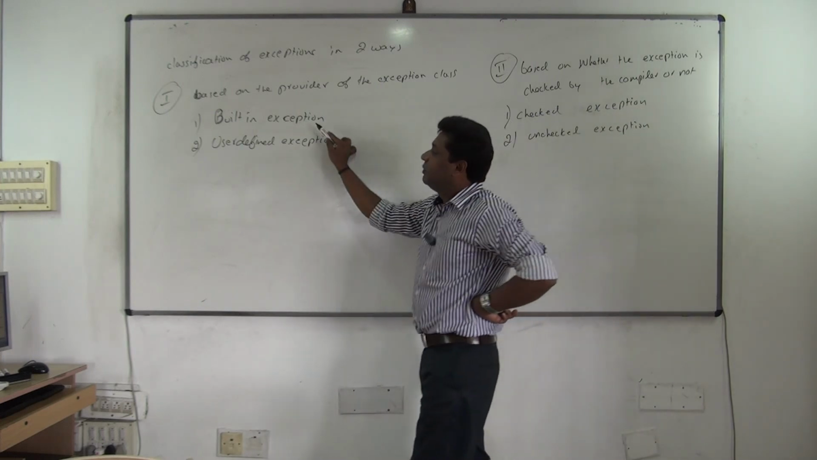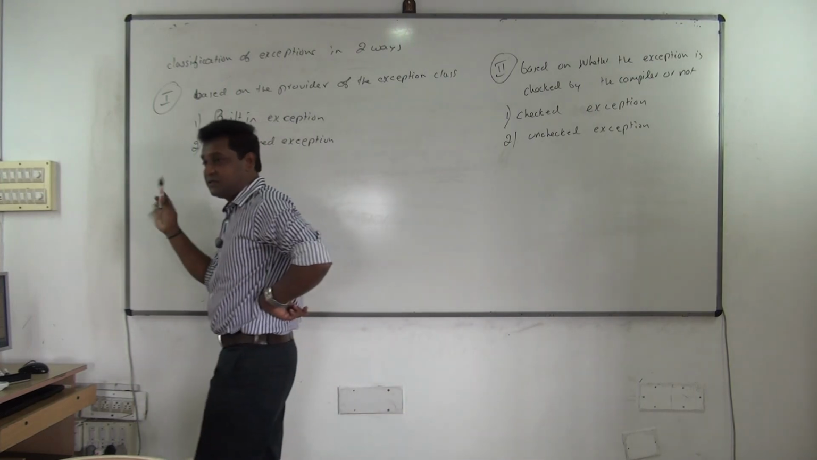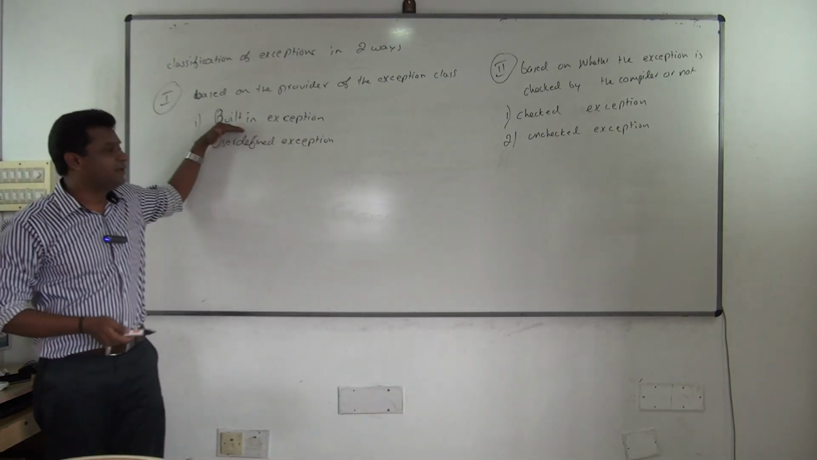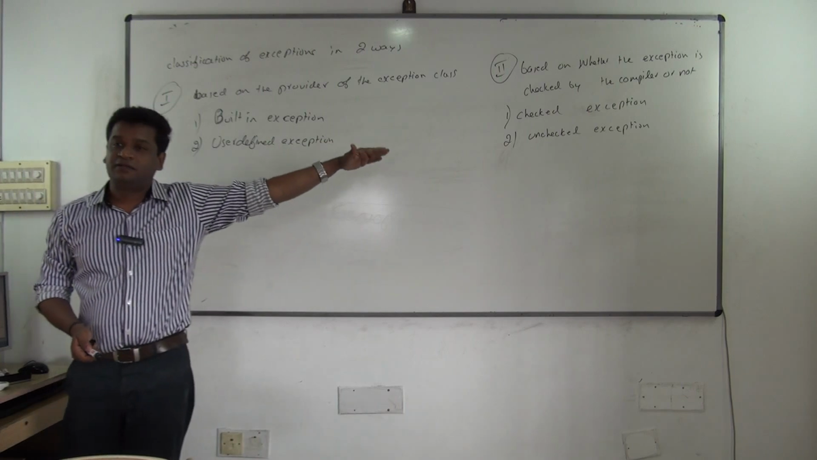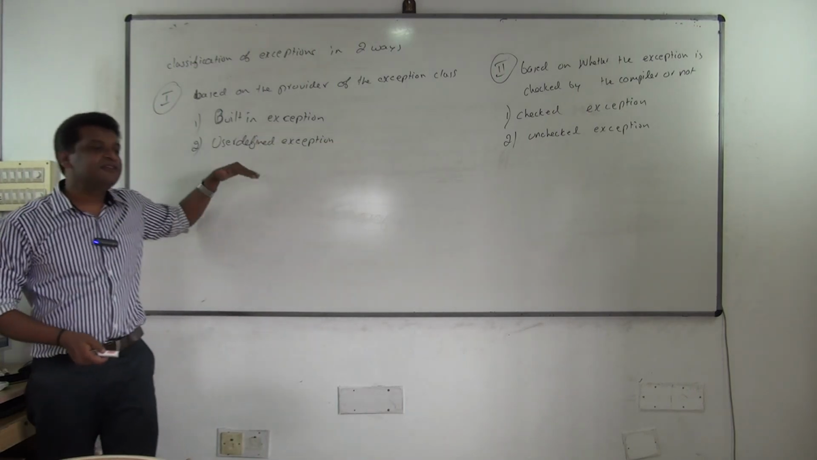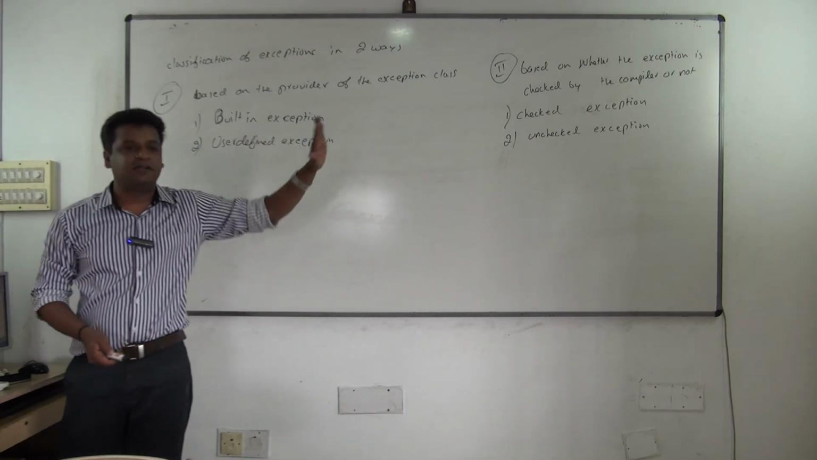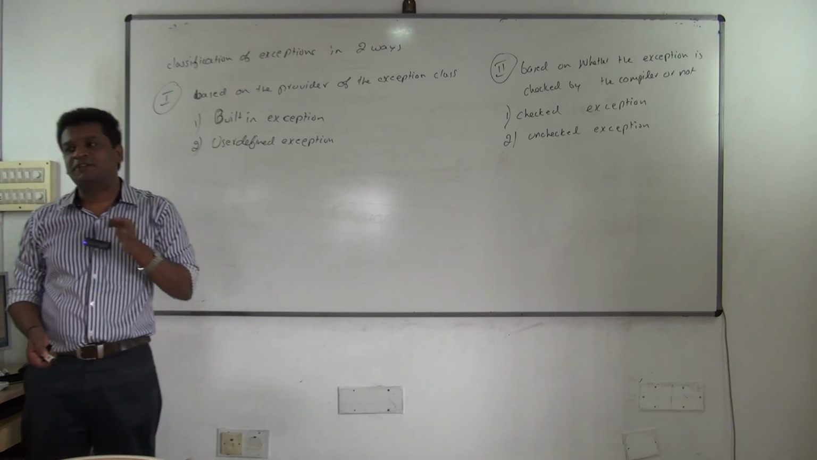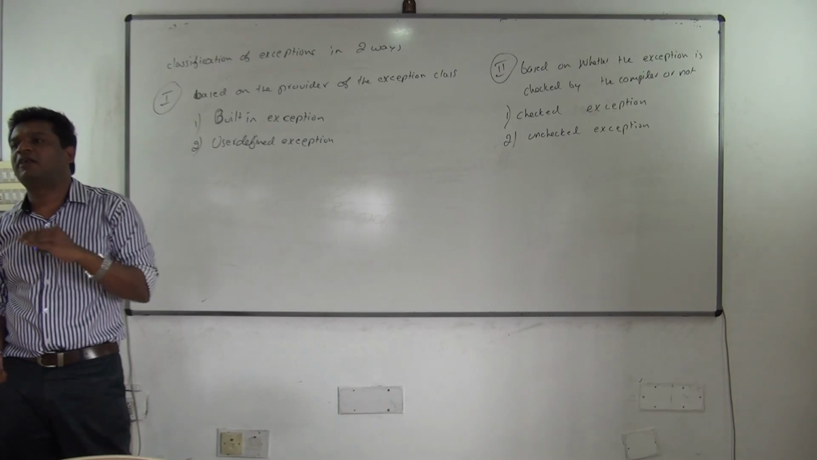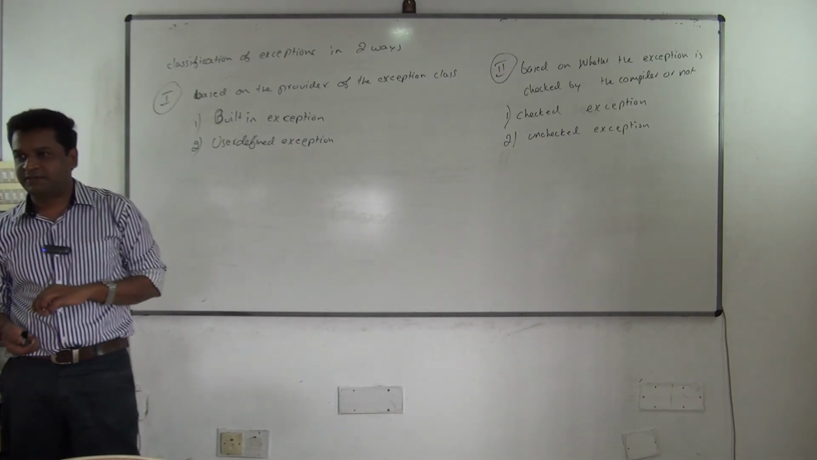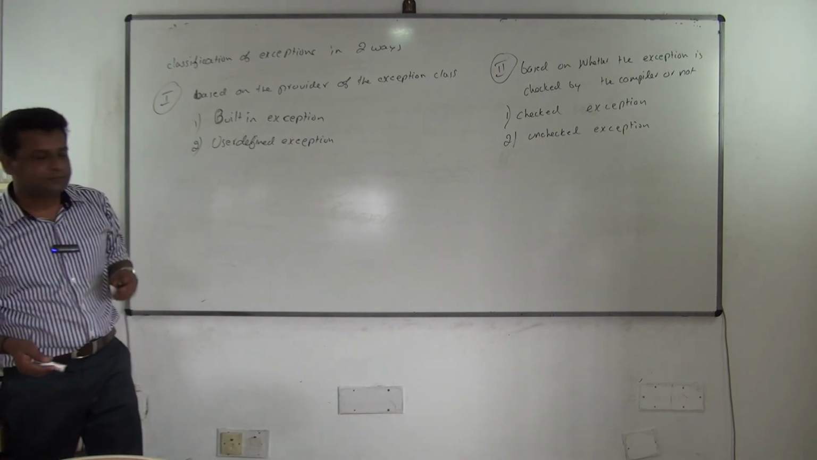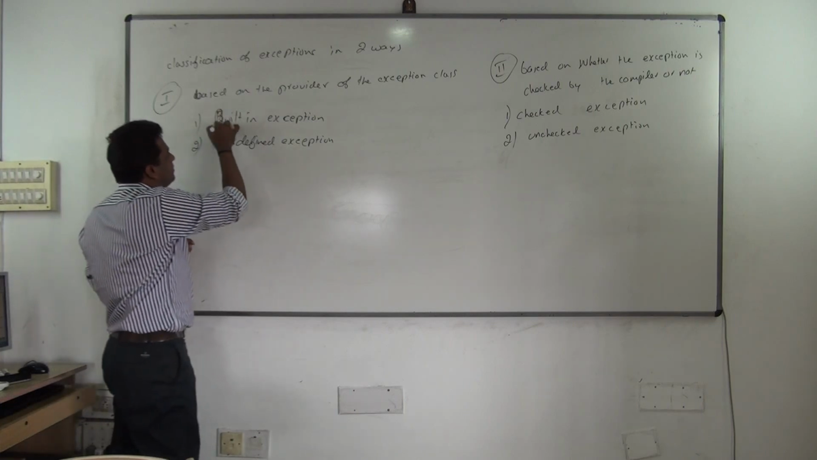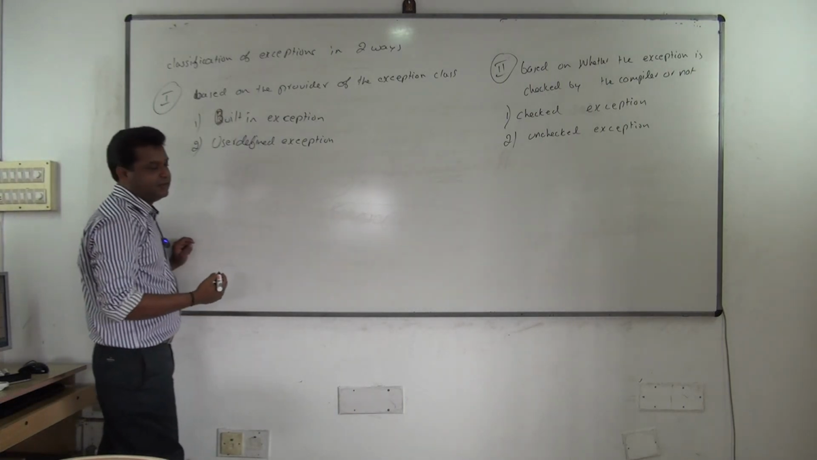Remember, now I'll see it like this. Even if it is built-in exception, it will be what? Checked or unchecked. Even if it is user-defined exception, it will be checked or unchecked. So any exception you take, either it will be checked or unchecked. But finally all are extending what? Exception. This is the hierarchy tree. Are you clear? Fine. So one is built-in exception, the second one would be user-defined exception.